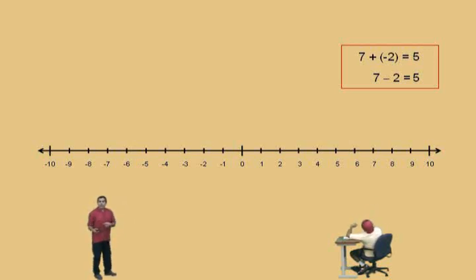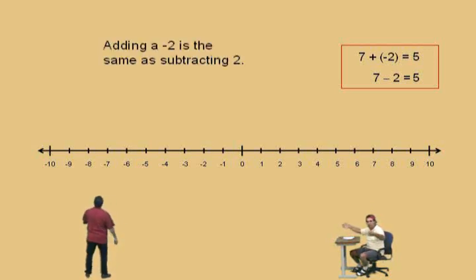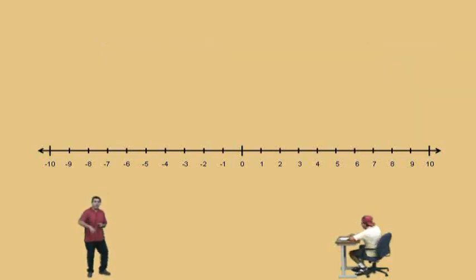Okay, let me go ahead and translate for Charlie here. Charlie just said adding a negative 2 is the same as subtracting 2. Yeah, that's what I meant. Yeah, we know, Charlie. That's what you meant. Okay, so let's apply what we learned and do some practice problems.